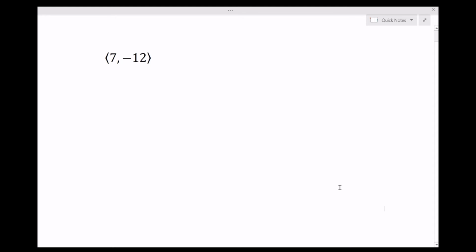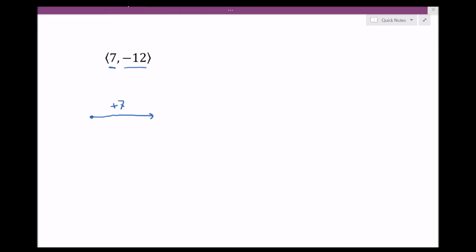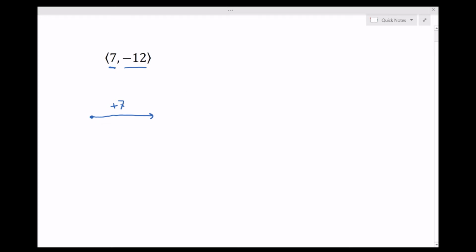So here's an example of a vector in component form. Notice there's no diagram because we need to know what these numbers mean, right? So let's say that we're going to start the vector here. Let's say that's the origin. And this has a horizontal component of positive 7 and a vertical component of negative 12. So think about what that means. Positive horizontal component means it's going right, so maybe right 7, positive 7. And then it's going down 12, right? Because negative direction vertically is down. Like so.